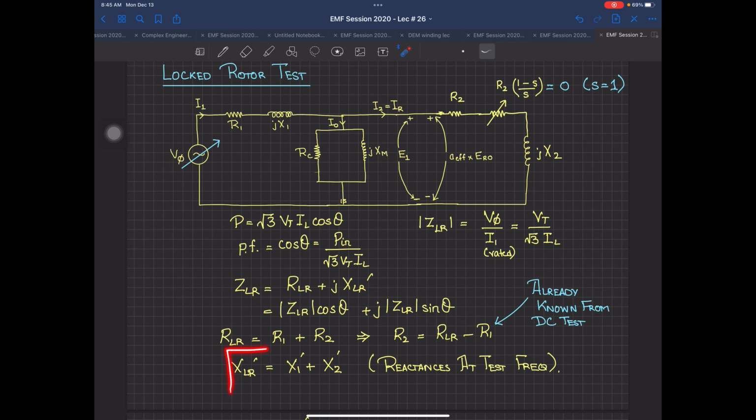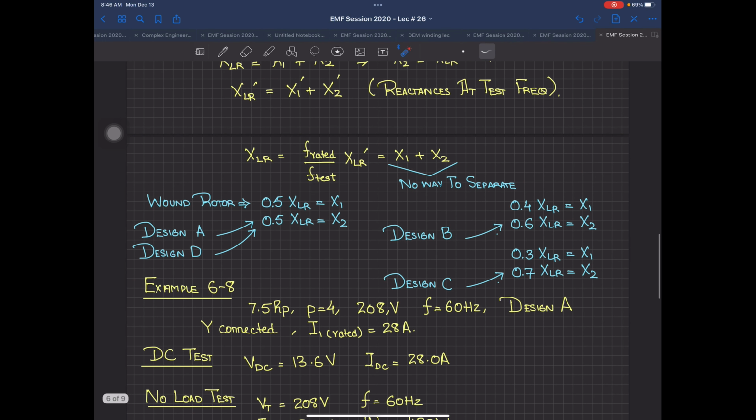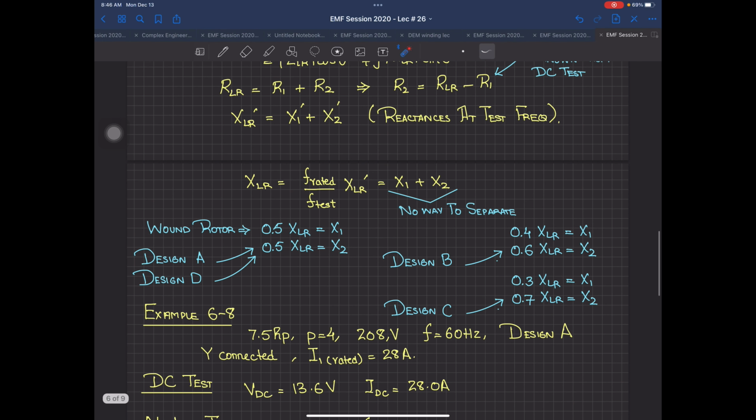Now this XLR bar is actually equal to X1 bar plus X2 bar. Why is this a bar? Because this experiment has been done at approximately 25 Hertz. We want this to be done at approximately 50 Hertz for X1 and 4 or 5 Hertz for this one.